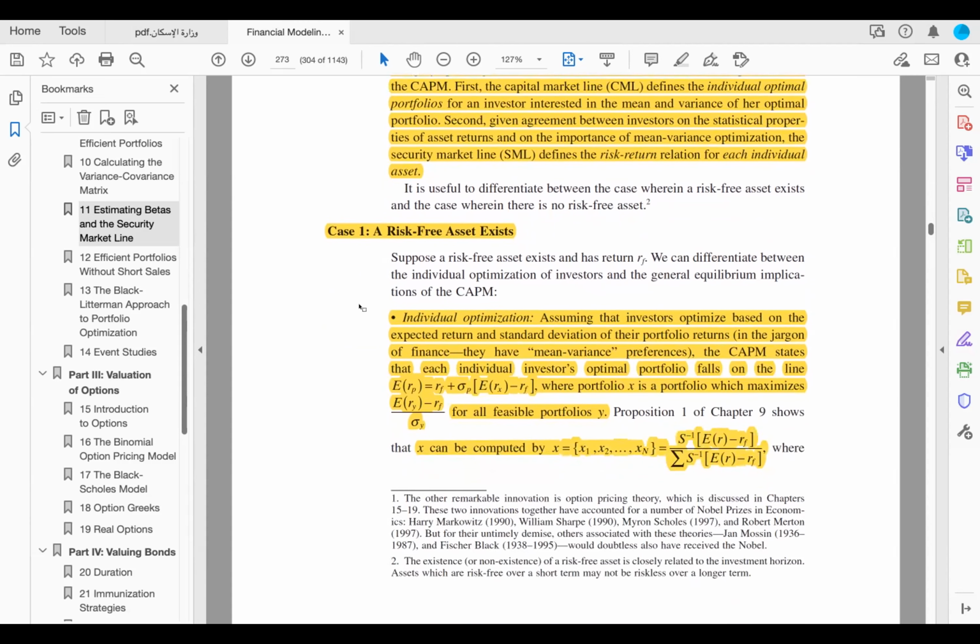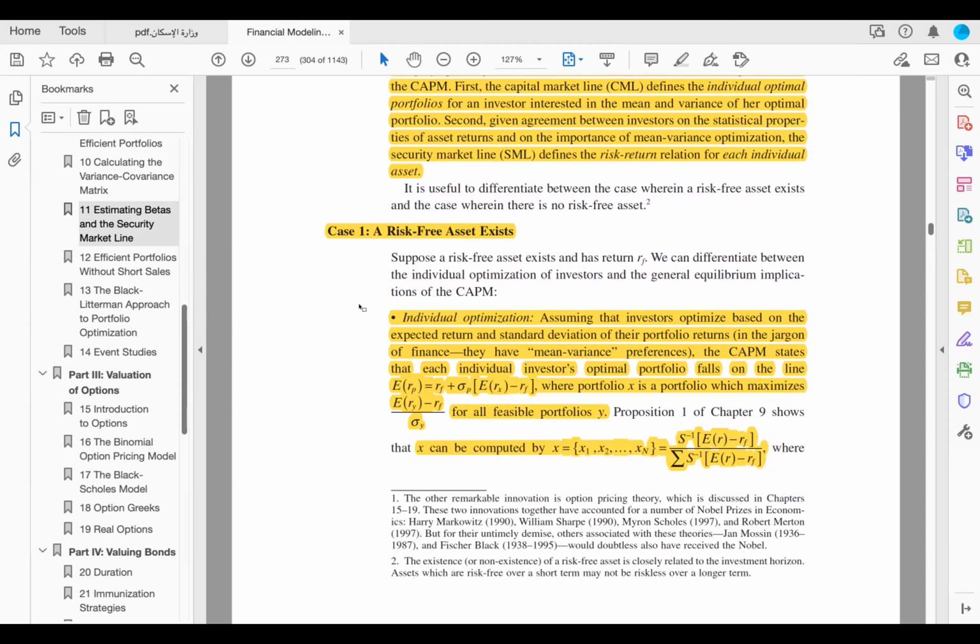So let's start by identifying the theoretical framework. First, we have what we call the individual optimization. We assume that investors optimize based on the expected return and standard deviation of their portfolio. That's what we call the mean variance preference, which means that any investor, when he takes a decision, will take into account two factors, both return and risk. We measure the return by the mean or the average, and we measure the risk by the variance or the standard deviation.